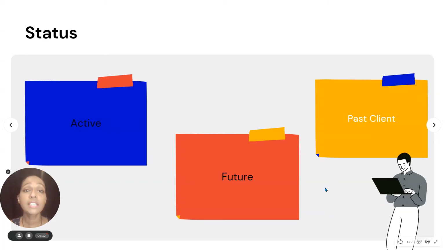And then, of course, there's status. There's active, future, past client. Is it an active client, an active lead? Then we want to make sure that actives are being reached out to more frequently than others. Future, again, ties in with future opportunity. Figure out what, again, the time frame is, and then kind of move from there on the frequency.